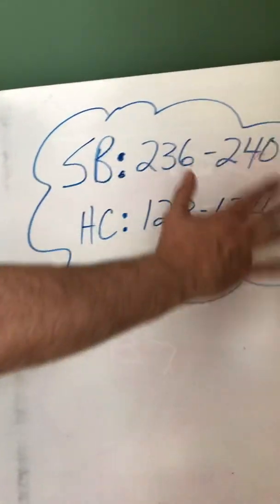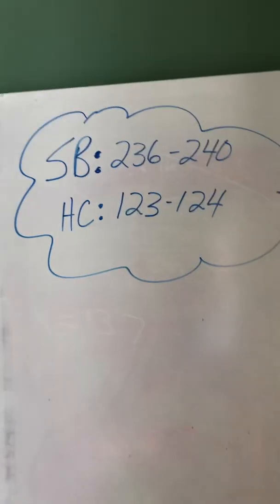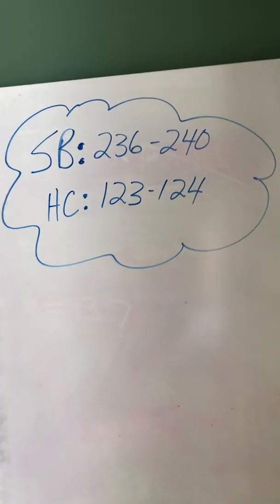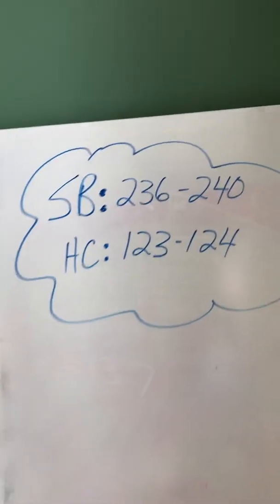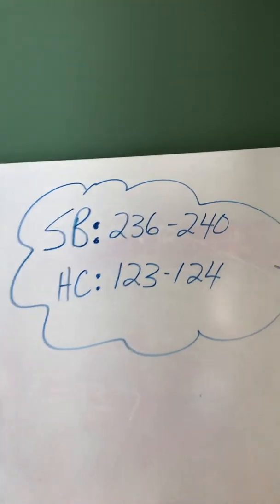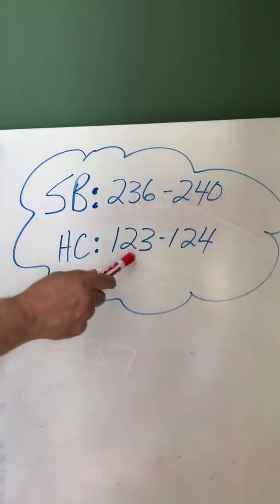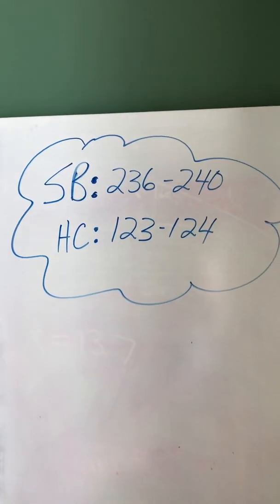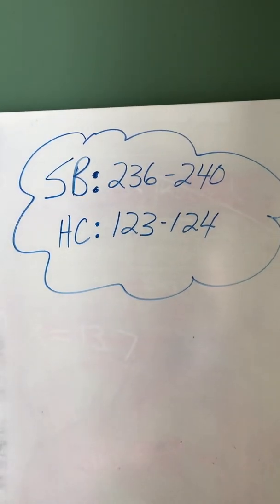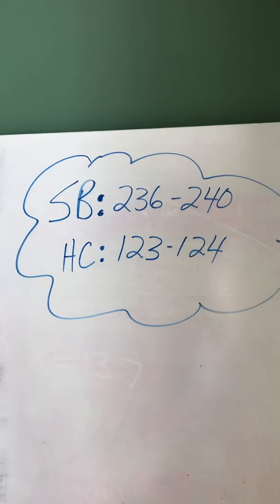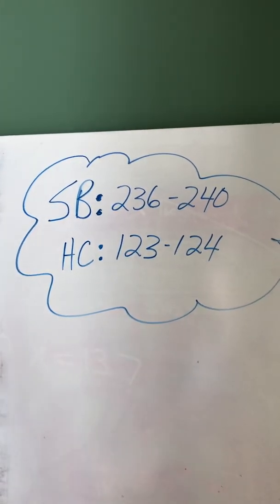Now, in total, you can see here, you got student book 236 to 240, which is mostly line plots, okay? You also have Home Connections 123, which is mostly a line plot. And then 124 is kind of a review. And 124 has this number 6 on it, okay? So, that's it for Monday, May 11th, okay?